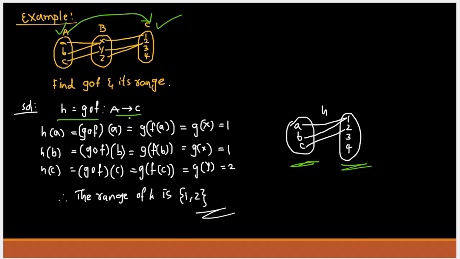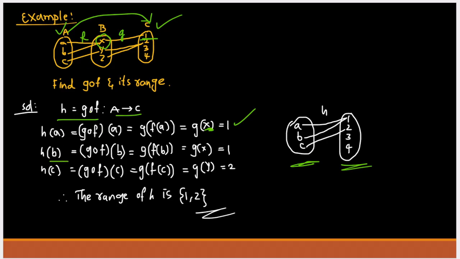Let's substitute. Here the domain has a, b, c. So we are taking h of a equal to g circle f of a. So we can write it as g of f of a. Here the image of f of a is x. So f of a becomes x. So g of x is 1.